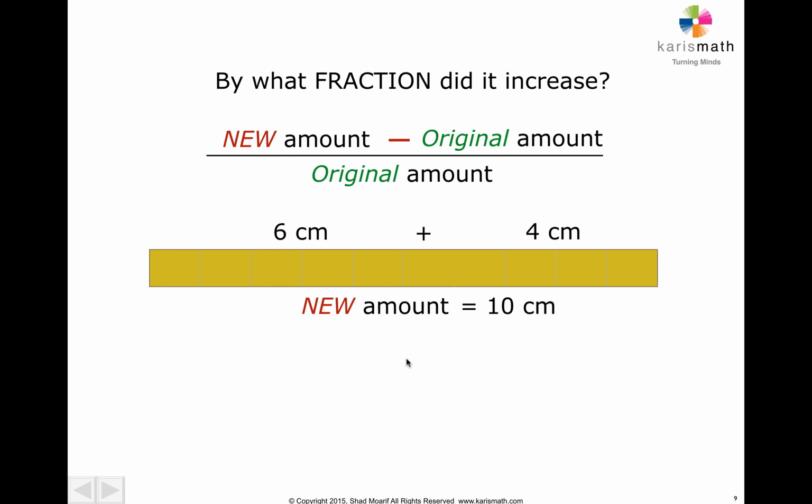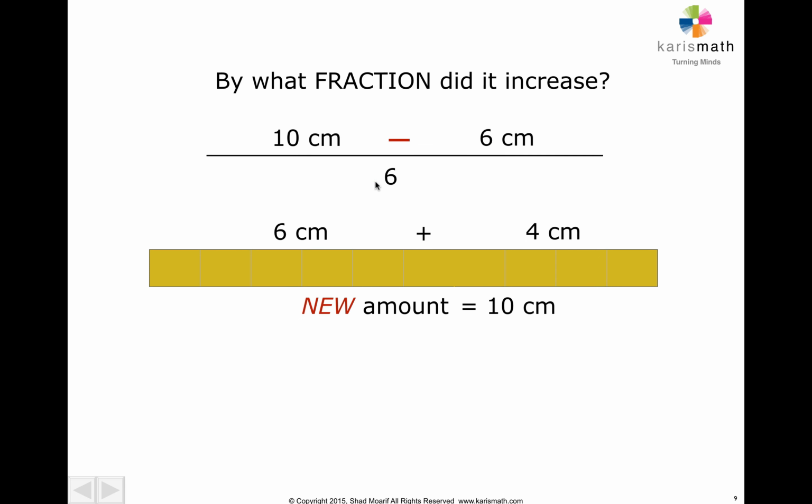So now we know all these three quantities. We know the new amount is 10. The original amount was 6. And below, the original amount is 6. So 10 minus 6, that's the difference, isn't it? 4. So it's 4/6. By what fraction did it increase? It increased by 4/6 because the amount we increased it by happens to be 4/6 of the original amount.